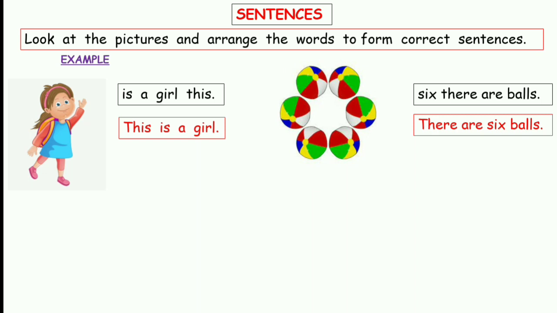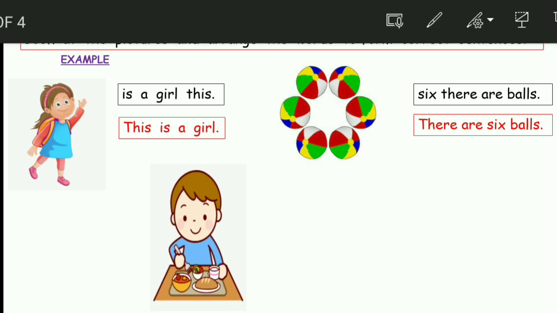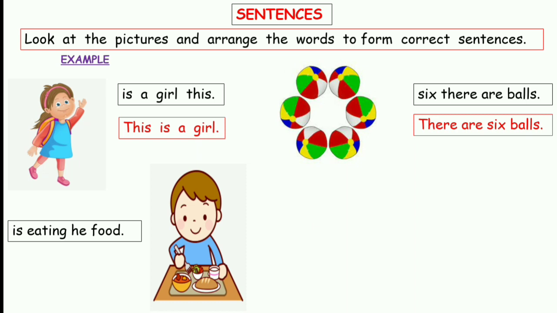Now, children, I have done 2 of them. You are going to complete another 2 on your own. Let's have a look at them before that. Here we have a picture. Let's see the words. Is eating he food? So now children, you are going to write the answer correctly in the red box.